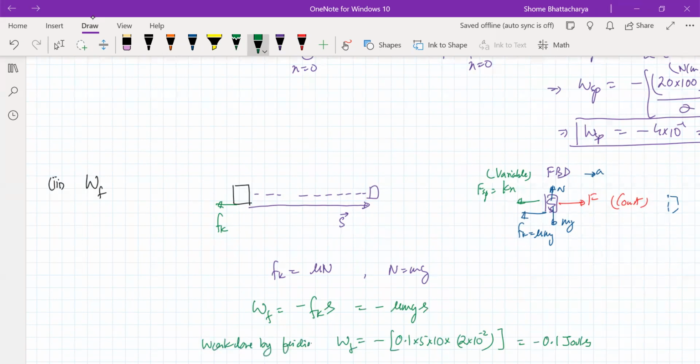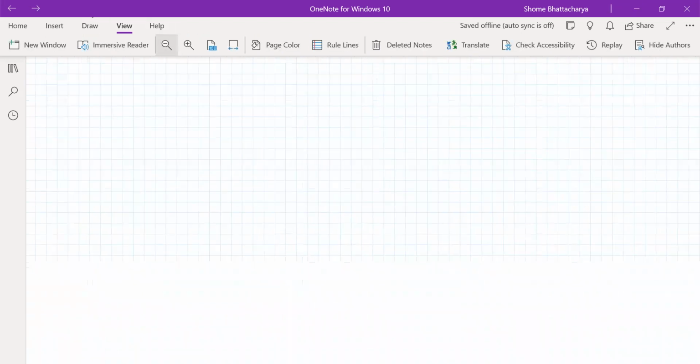Okay. And now the other two are very simple. What about normal reaction and mg? How much work will they be doing here? So normal reaction should be 0, no? Exactly. And what about mg? Also 0. Right? So those two forces are not doing work. Why? Because they are acting perpendicular to the displacement. So we don't need to even do any calculation.